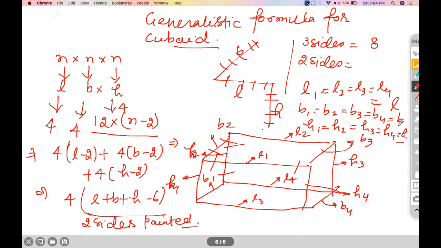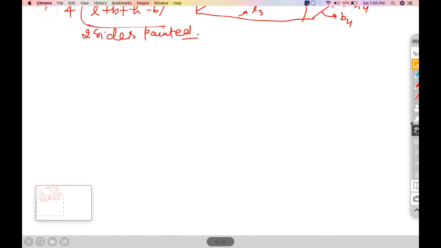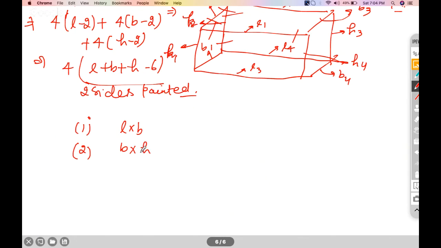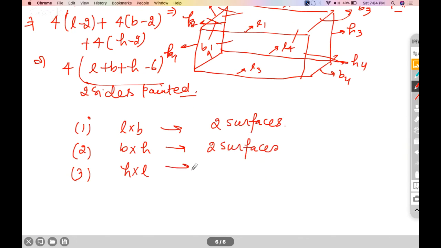Now let me do it for one side painted. I have already told you that there would be three kinds of combinations: the first combination would be L into B, the second combination would be B into H, the third combination would be H into L, and for each combination I'll have two surfaces. So total six surfaces I'll have.